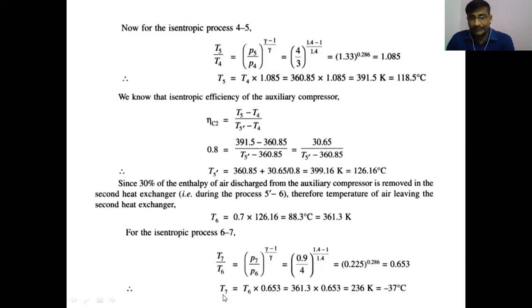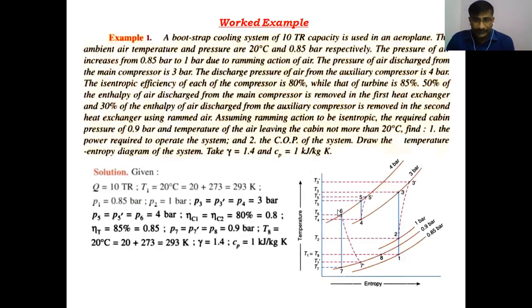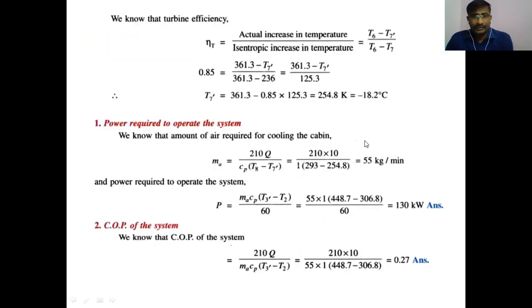After getting T7, we apply the efficiency of the turbine, because if a turbine has irreversibility, due to this irreversibility the efficiency of the turbine is only 85%. How do we write the turbine efficiency? This is the actual process. This is the isentropic expansion process. In case of a turbine, it is a power producing unit. The actual temperature drop divided by the isentropic temperature drop. That means (T6 minus T7 dash) divided by (T6 minus T7) is the efficiency of the turbine. Clear, students? I'm writing here T6 minus T7 dash by T6 minus T7.